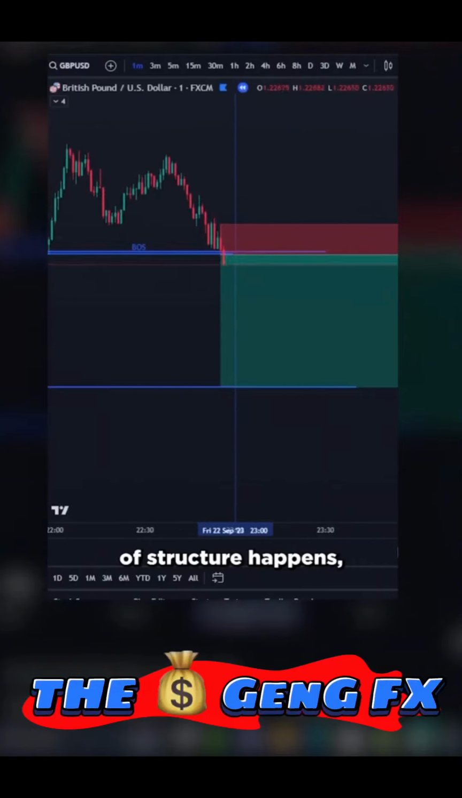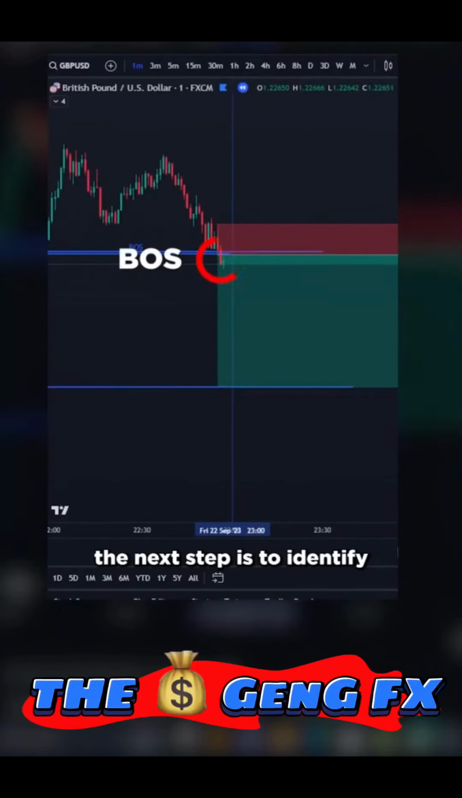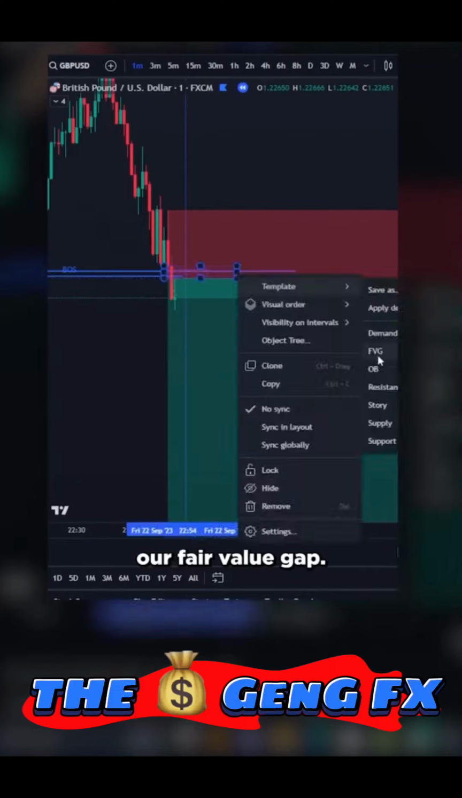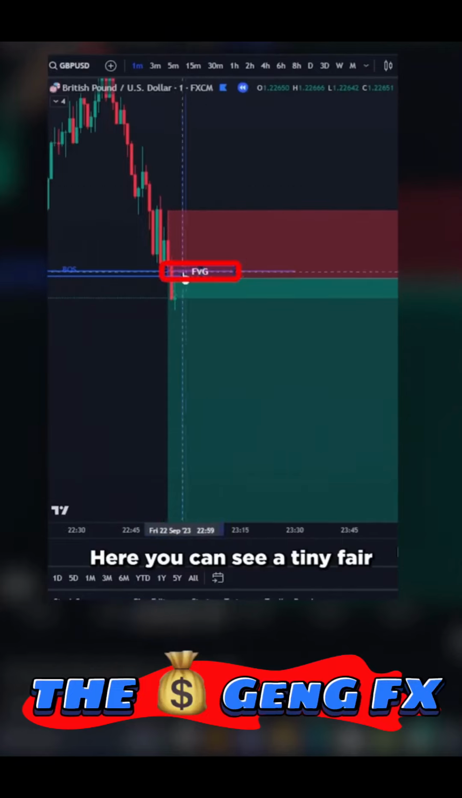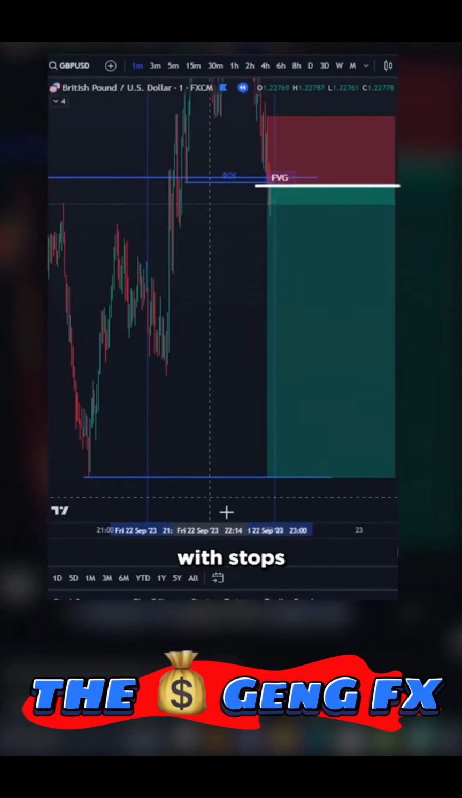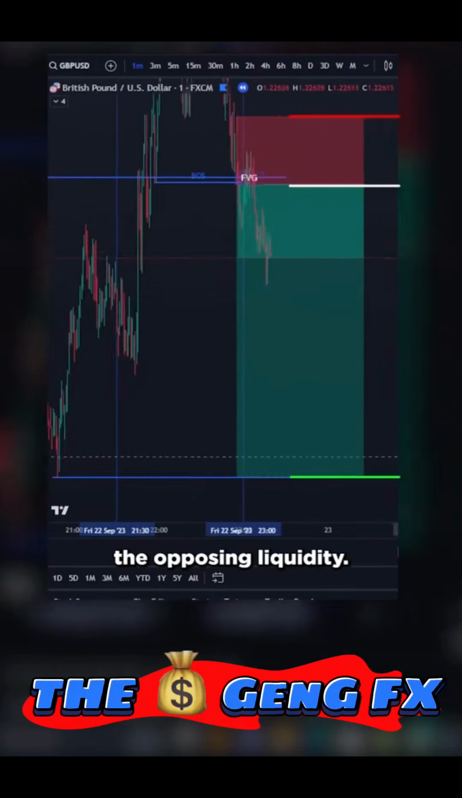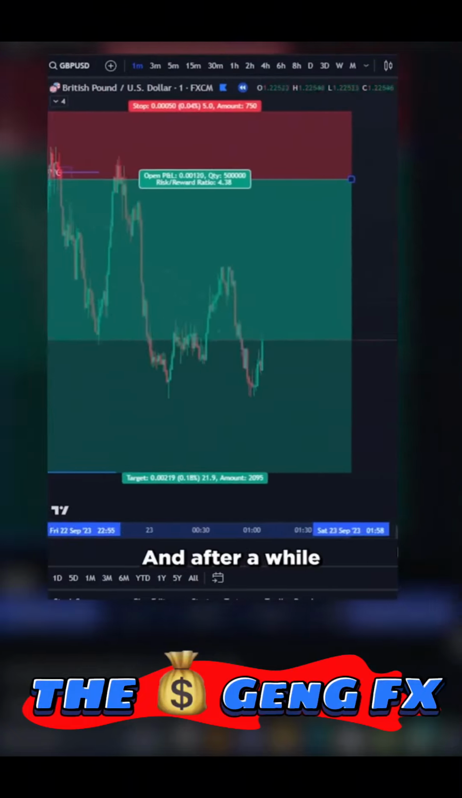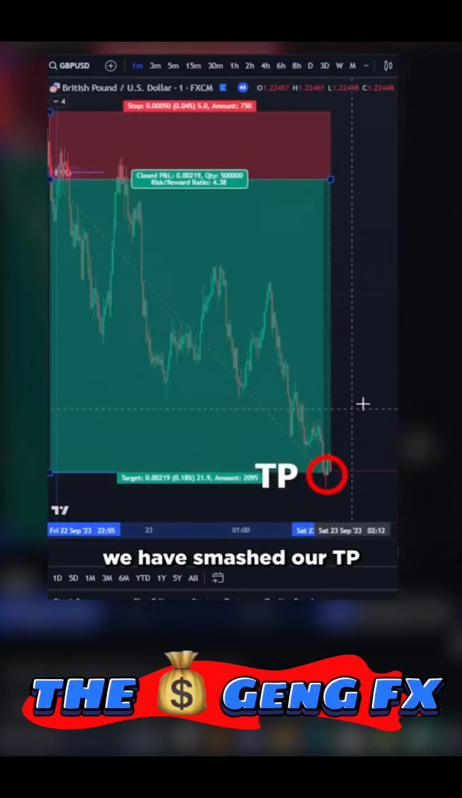Once the impulsive break of structure happens, the next step is to identify our fair value gap. Here you can see a tiny fair value gap has formed. So I place a sell limit at the fair value gap with stops above the 1-minute order block that caused the market structure shift and target the opposing liquidity. Let's see how it plays out. And after a while, we have smashed our TP.